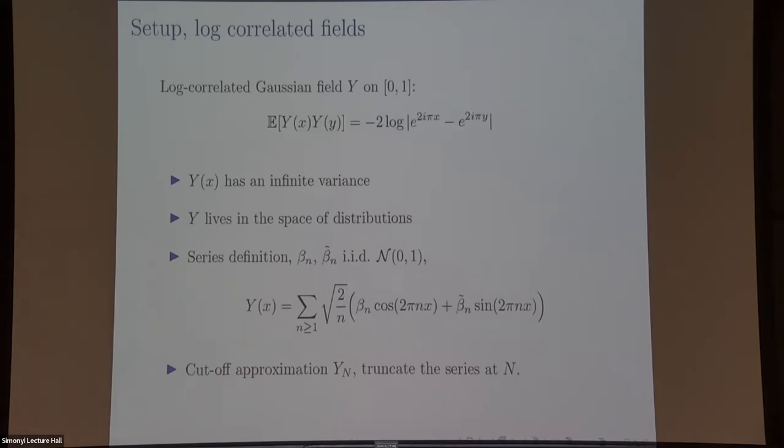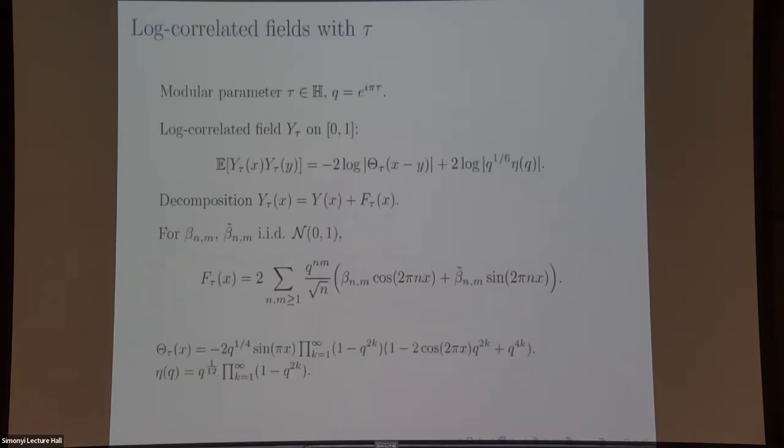So we need this Y field, and out of it we'll build another thing, which is specific for this torus. For other geometries, one needs some other kind of decoration on top of the Y field. We need this particular decoration of the Y field, so we define the Y tau field. Again, it's a log-correlated Gaussian field, and its covariance is slightly more complicated than the Y field. Now we have minus two times the logarithm of theta of (x minus y), plus some constant. Ignore this constant for now.